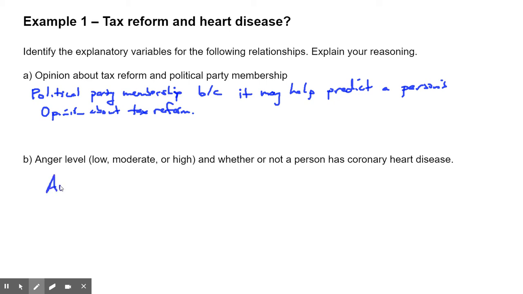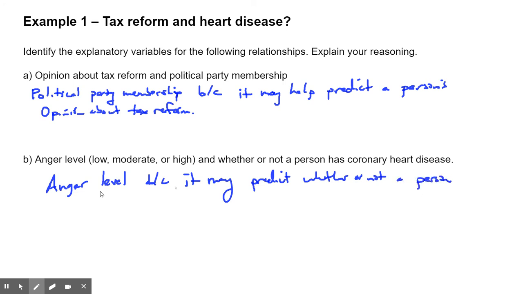So anger level, because it may predict whether or not a person develops coronary heart disease. Coronary. And I capitalize coronary heart disease just to emphasize that that is the other variable. Again, coronary heart disease.